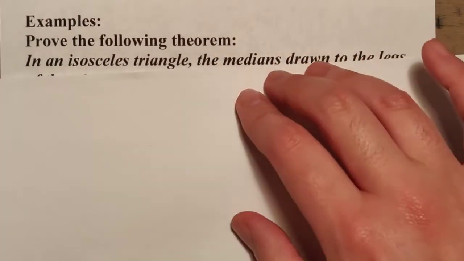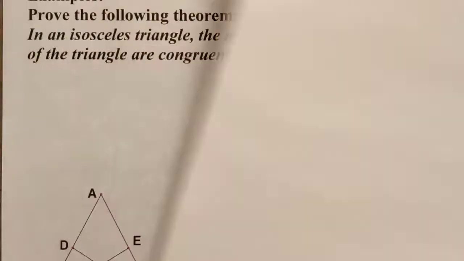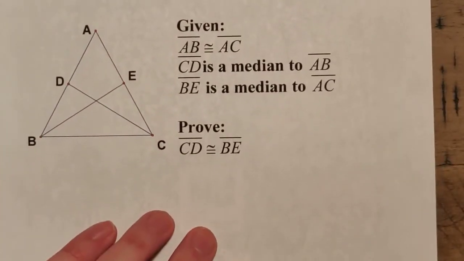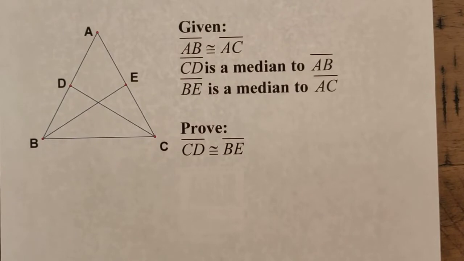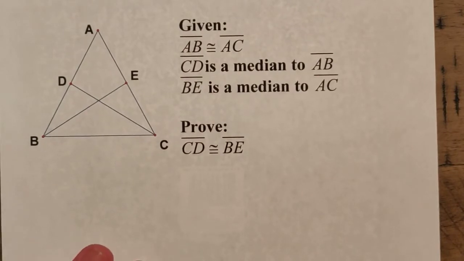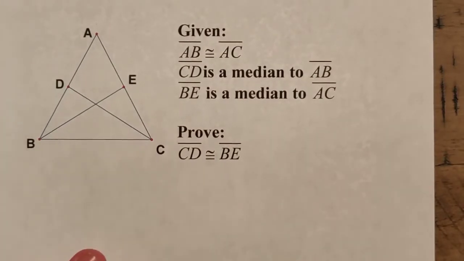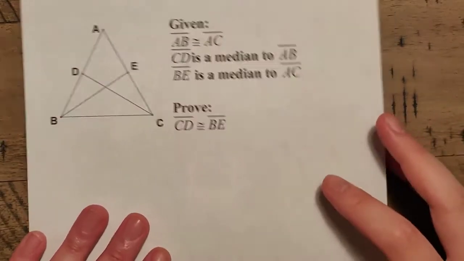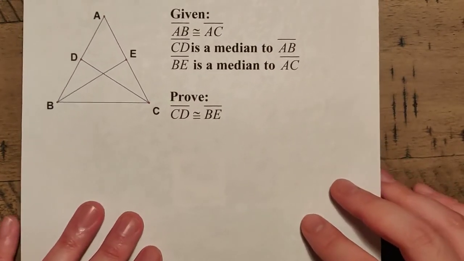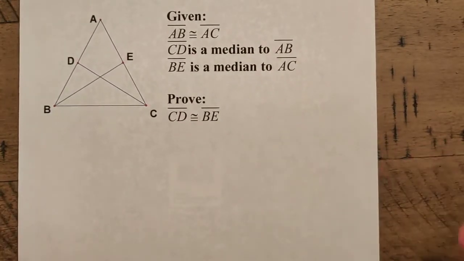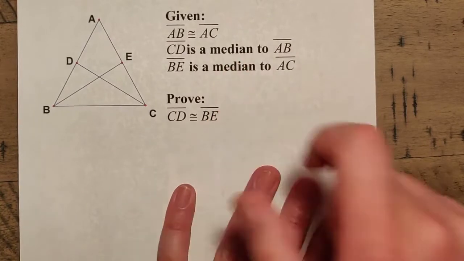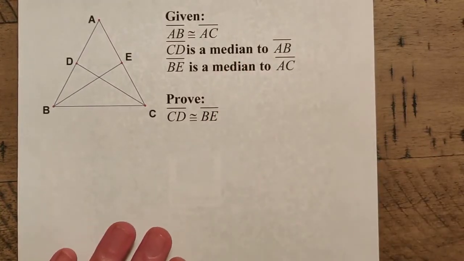Okay, so when you set this up, it should look something like this. We have your isosceles triangle, so that's two sides congruent. Note that since this is an isosceles triangle, we can actually designate which two sides are congruent. So even though technically it's not given to us which sides are congruent, I can create them, and we're given some medians. So our goal is to show CD is congruent to BE.